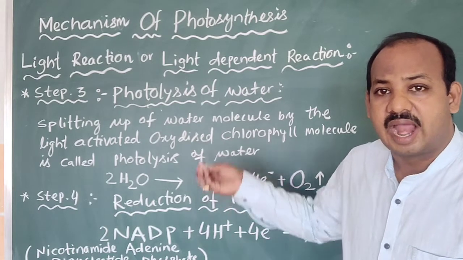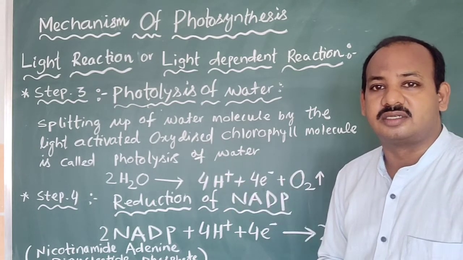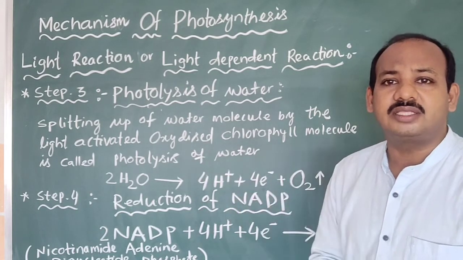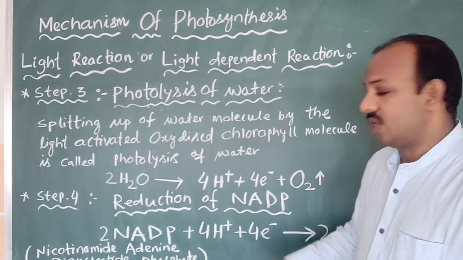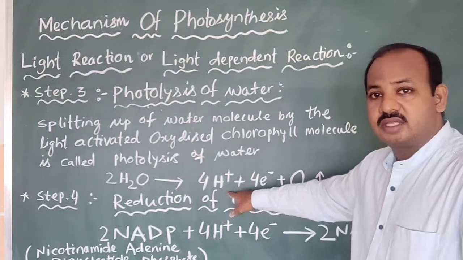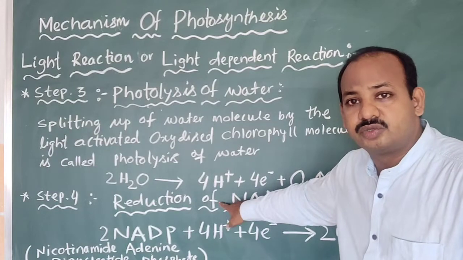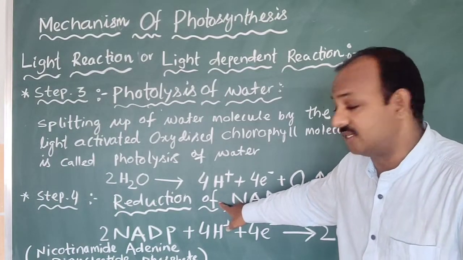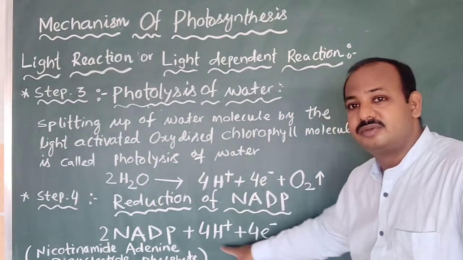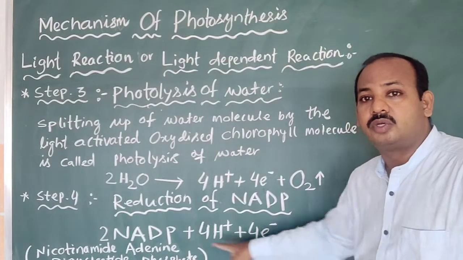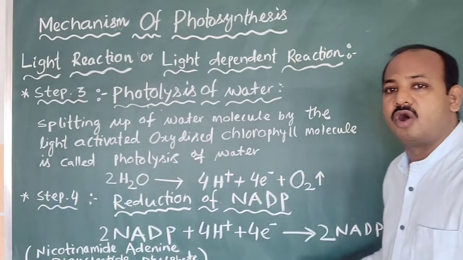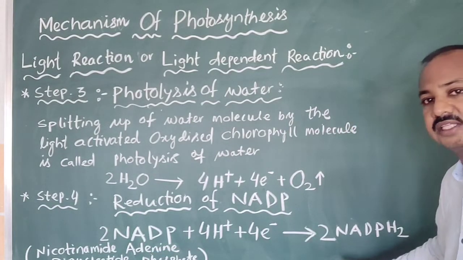Already you know, addition of hydrogen is called reduction. Addition of electron is also called reduction. So the hydrogen ions and the electrons that are produced during the photolysis of water are being added to the NADP to form NADPH2.